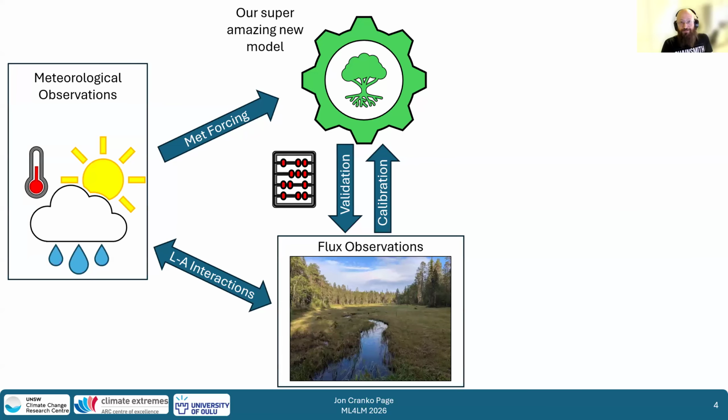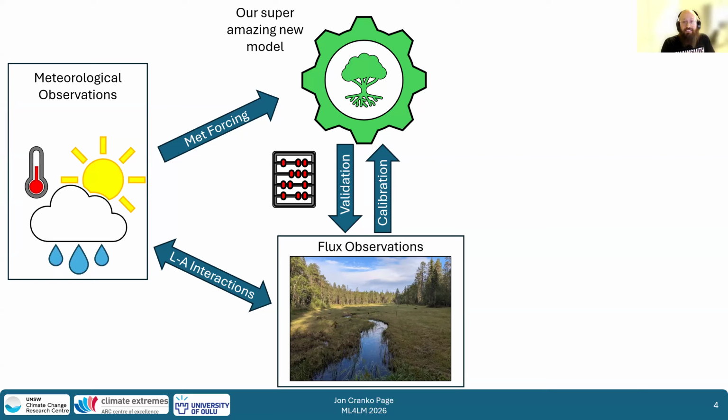So here's a sort of illustration of where I consider benchmarking to sit. You have your meteorological observations and your flux observations. Presumably here we'll be talking about eddy covariance towers, but of course, your observations of fluxes and land-atmosphere interactions can come from a variety of places.